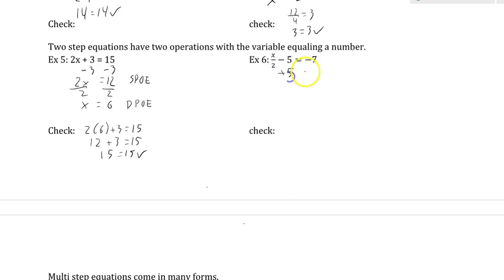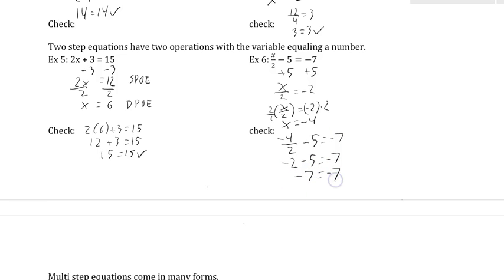We're going to add 5 to both sides. And we're going to multiply both sides by the denominator, the 2. So x over 2 times 2, and negative 2 times 2. We're going to check. Negative 4 divided by 2 minus 5 better equal negative 7, or we really screwed up somewhere. Sure enough, negative 7 equals negative 7. Check. Those are our 2-step equations.